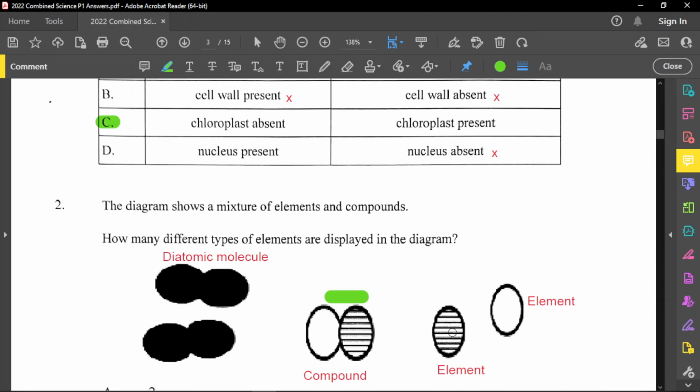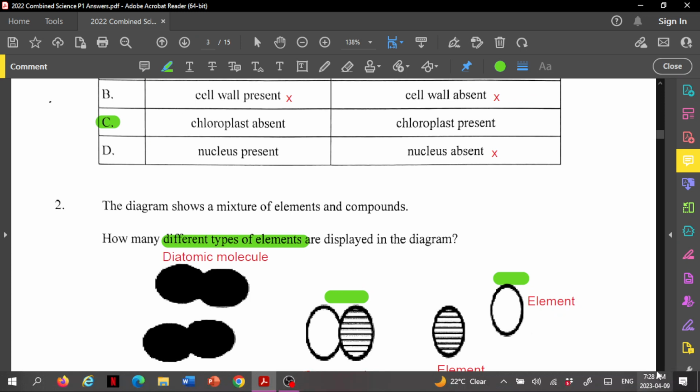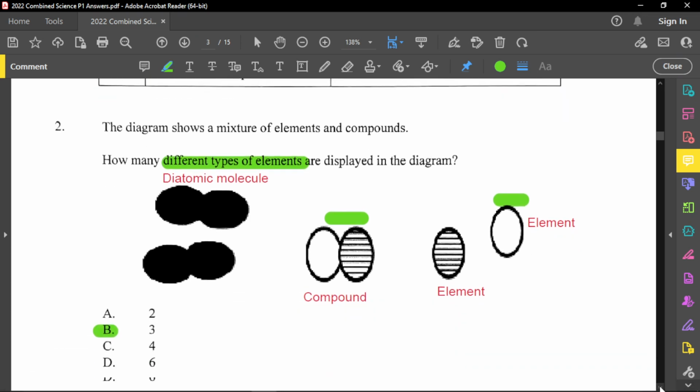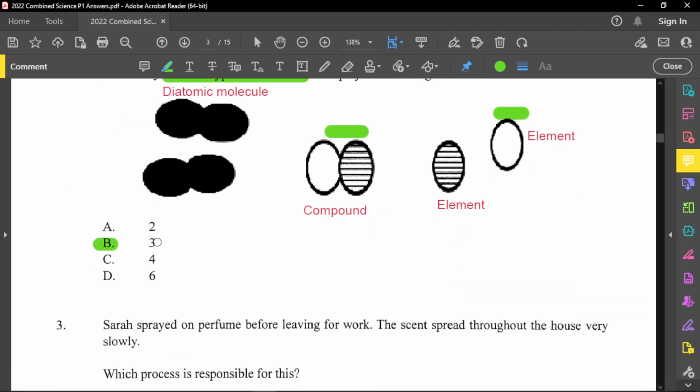And we have this element separate by itself with the line through it. We also have this element here separate by itself, unshaded. So I want to point out here that even though this is a molecule, the one in black, it is a single element that combined with itself. So the one in black is a form of element. The unshaded one is also an element, and the one with the line through it is also an element. So therefore, based on what they're asking us, how many different types of elements are present here? And so the answer will be 3. All right, so we have 3 different elements present.